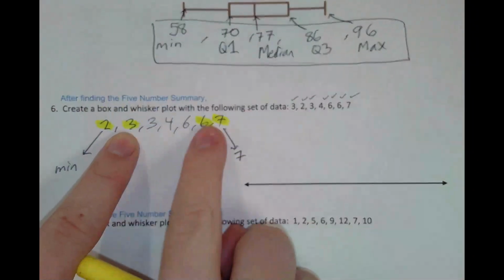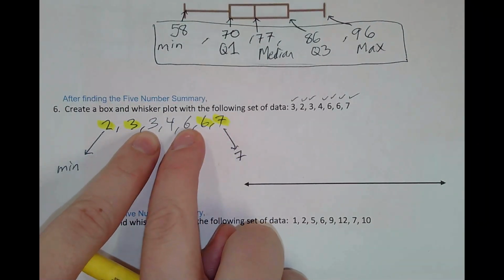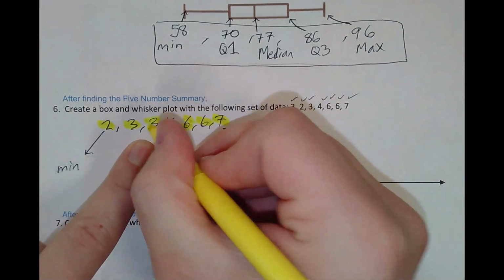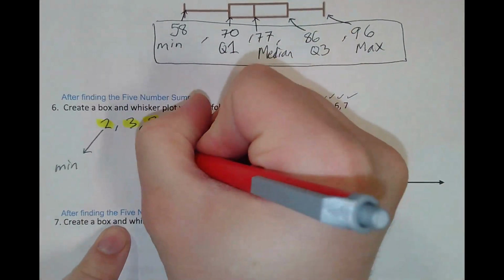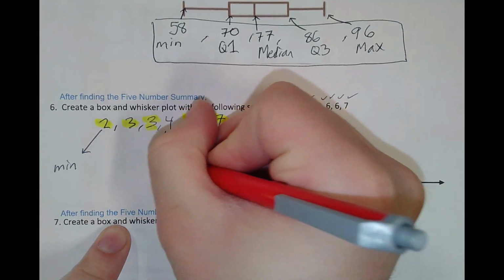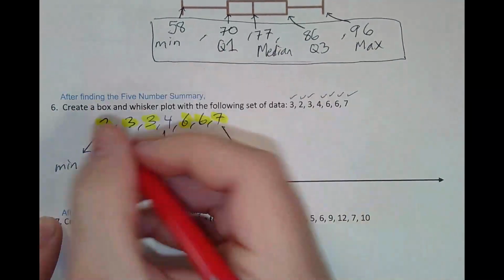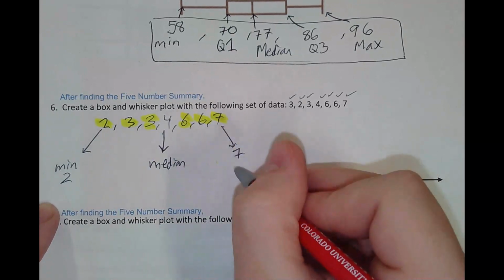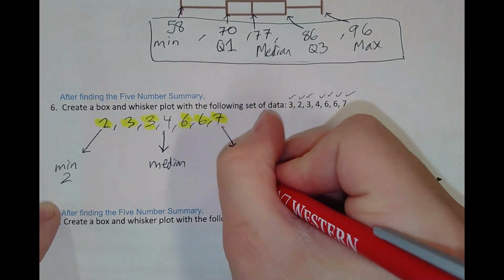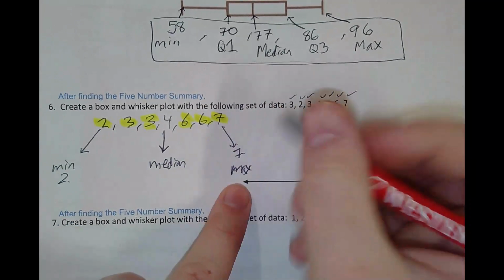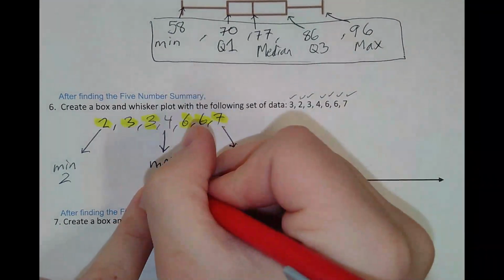One on the right, one on the left. Look where we're at. That's the median right there. So 4 is going to be the median. So the minimum was 2. The maximum was 7. The max, and I think I'm mixing up the order here. The median is 4.